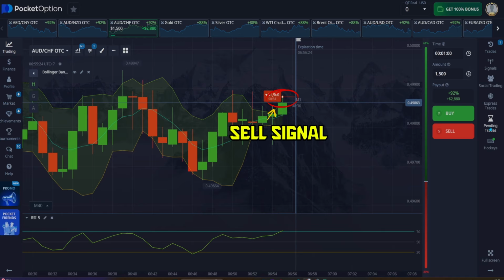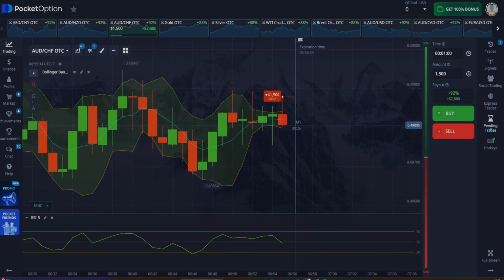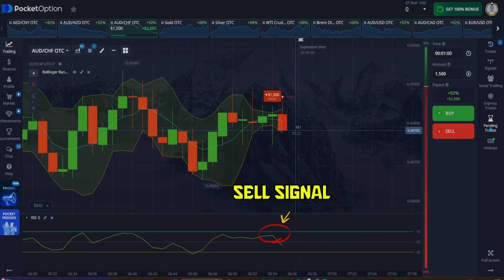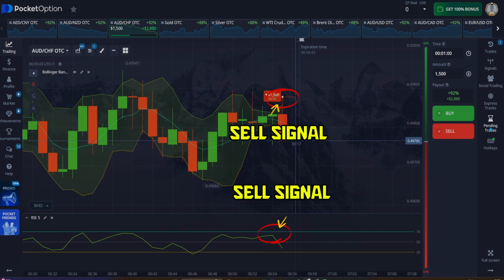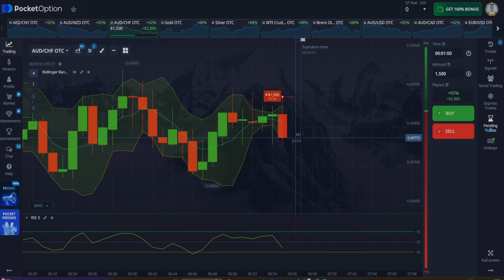If you look at the chart, this candle has already broken above the upper Bollinger Band, which means the price is in an extreme zone, or simply too high compared to its average. Then, if we check the RSI indicator, it's also above the 70 level, indicating an overbought condition. The combination of a candle breaking above the upper band and RSI showing overbought usually signals that the bullish momentum is starting to fade, and there's a high chance of a price correction or reversal to the downside. Now let's see how this trade plays out.